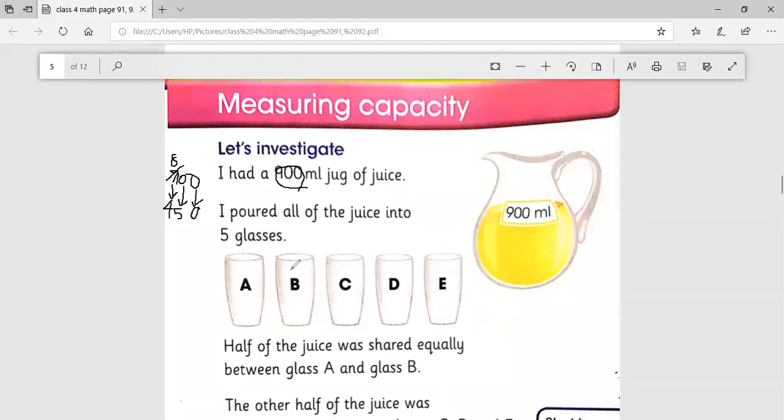A and B together should be 450. This should be total 450. So we want to divide this into two equal parts again, 450. So 450 divided by 2. What is the answer we want to check?